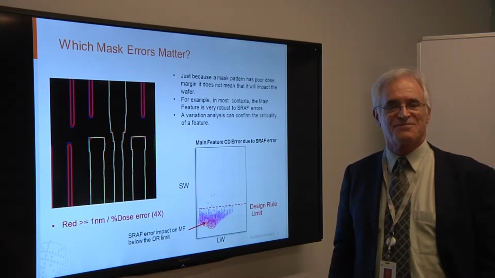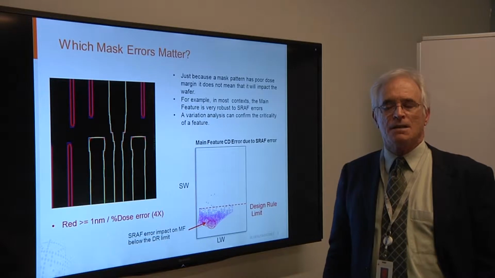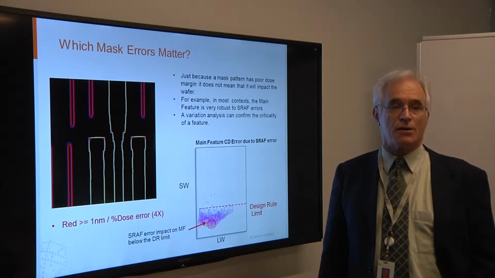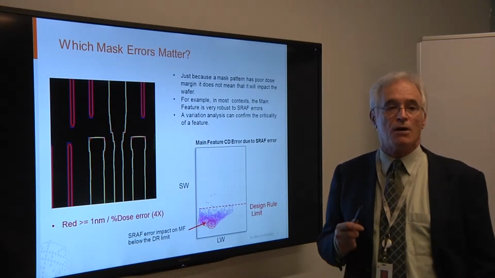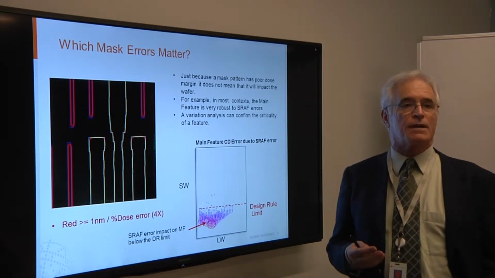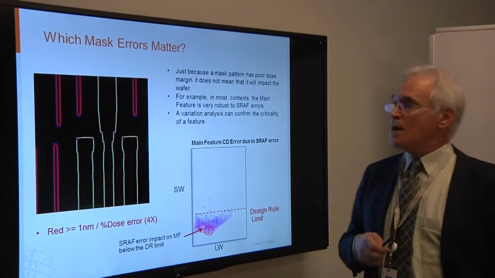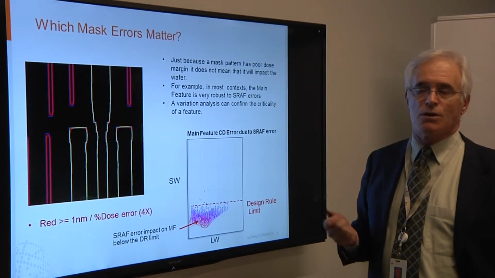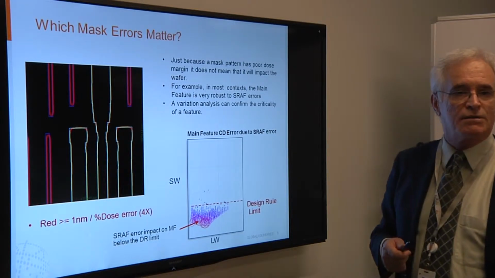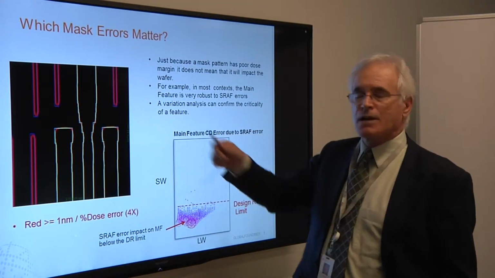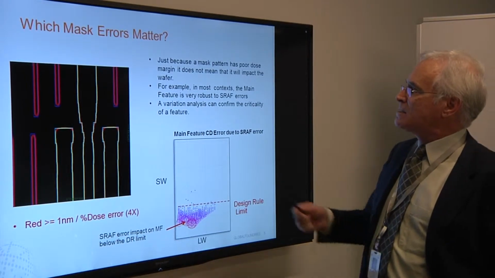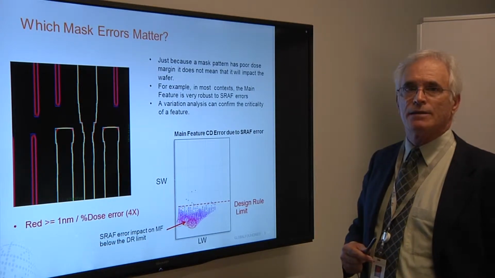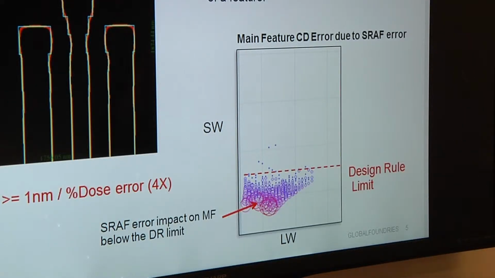So which mask errors are really critical or matter? Well, certainly, as we pointed out, small features have higher variability than large mask features, but that doesn't necessarily mean that all small features will result in lithographically poor performance. For example, SRAF features, which are required for most technologies below 40, 20 nanometer technologies, will have very poor dose slope. But by doing simulations, you'll see that doesn't necessarily impact the main feature as much as you may think.